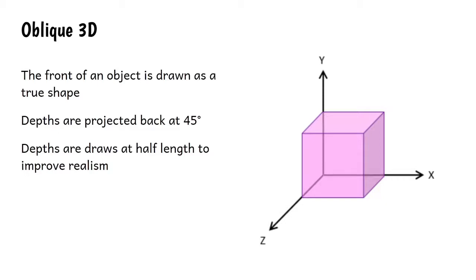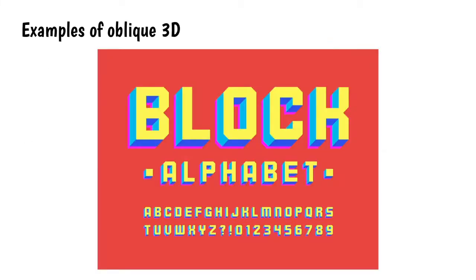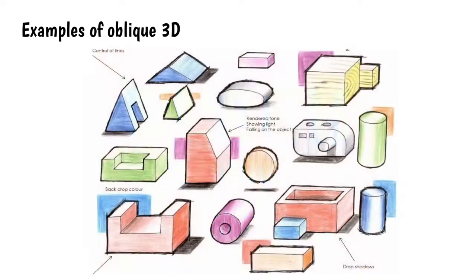Oblique 3D is used a lot in lettering and for sort of simple product design, as these sketches show as well. Notice how the front view is always undistorted, and it's everything going back is artificially shortened by half and is projected back at 45 degrees.